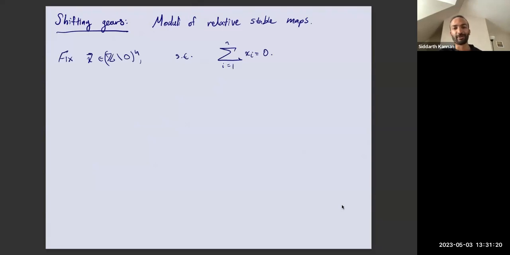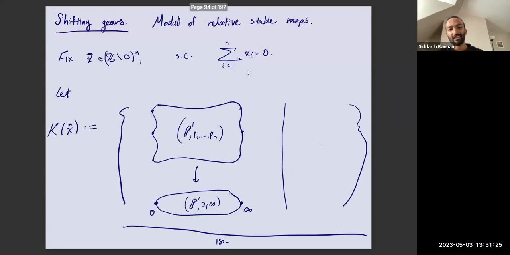So the input data for one of these moduli spaces is a vector of integers that sums to 0. Given one of these vectors X, we're going to define a moduli space K of X, and it's going to be a moduli space of maps from P1 with n marked points to P1 relative to 0 and infinity. The preimage of 0 has to be the marked points corresponding to the positive entries of X, and the preimage of infinity is the marked points corresponding to negative entries of X. Sorry for the typo.